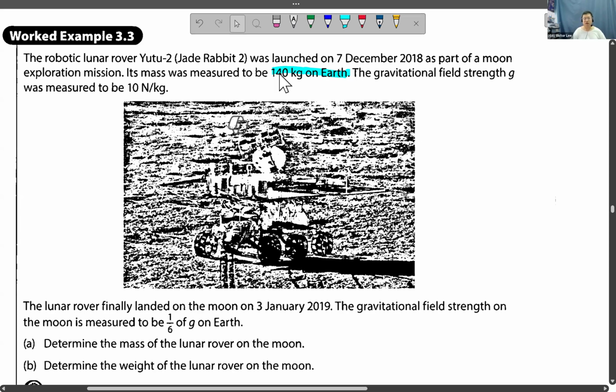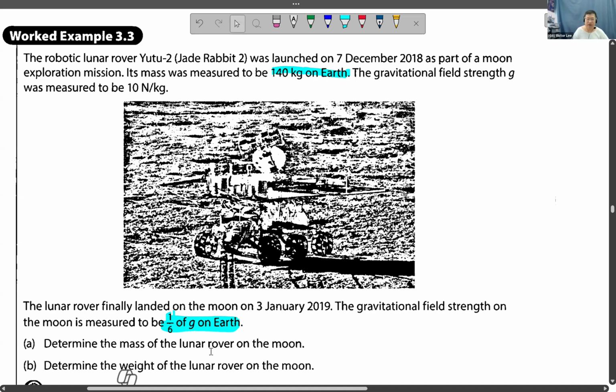Mass is 140 on Earth. What is the mass of the lunar rover on the Moon? On the Moon, do you think it's different? Will the mass change or not? No. So the answer is very simple. Same as this on top. On Earth, 140 kg. On the Moon it must be the same.